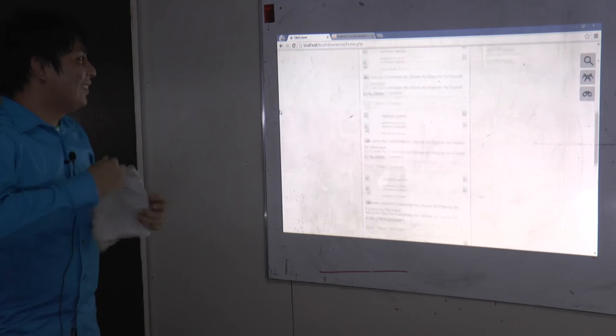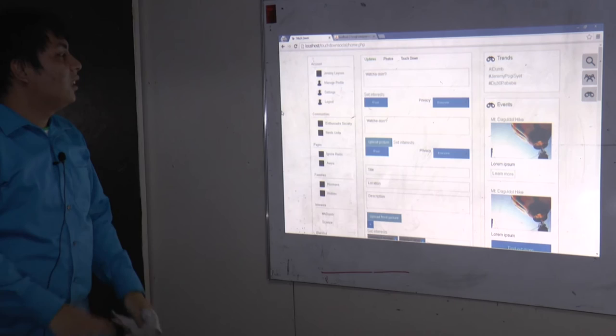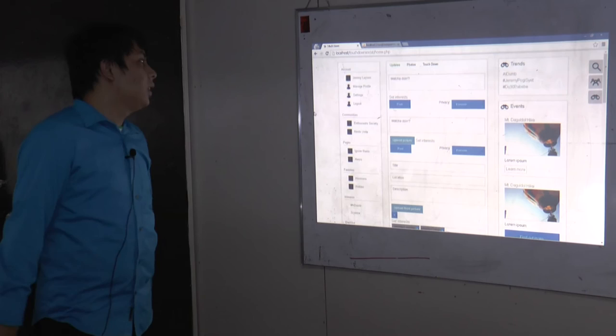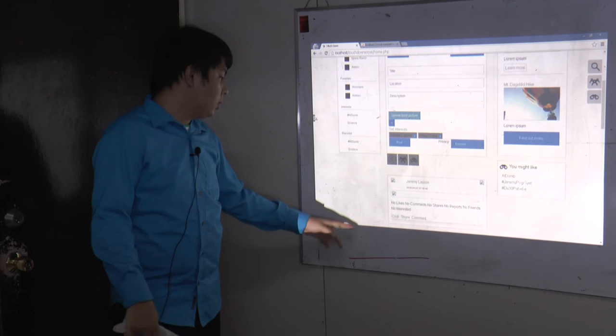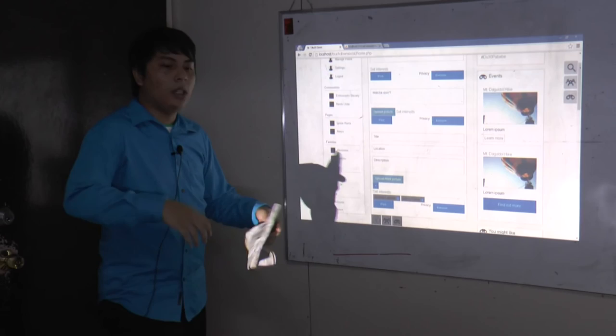Okay, so this is the website that I created to contain the algorithm, just to show the algorithm. It also has basic functions such as posting photos and updates. Then we also have the blacklist in the bottom part, but it's not yet finished. But it will be implemented in the algorithm. It was implemented in the algorithm.